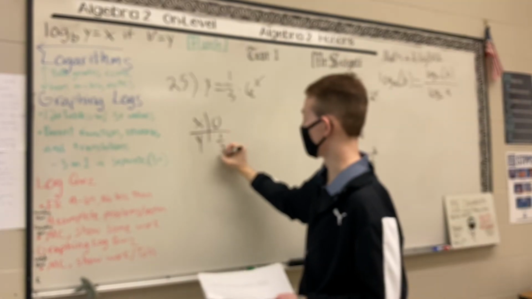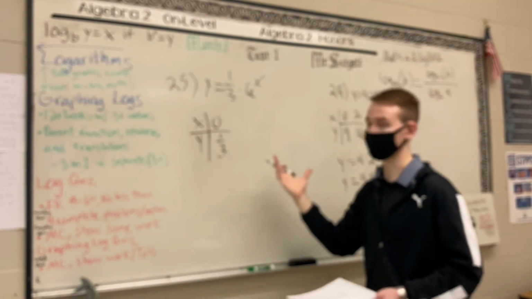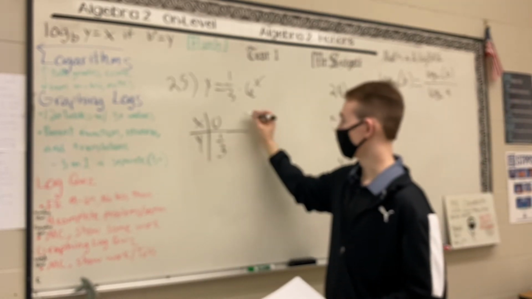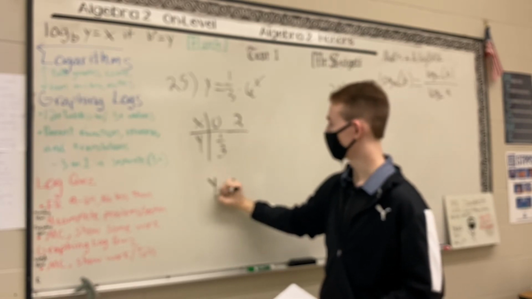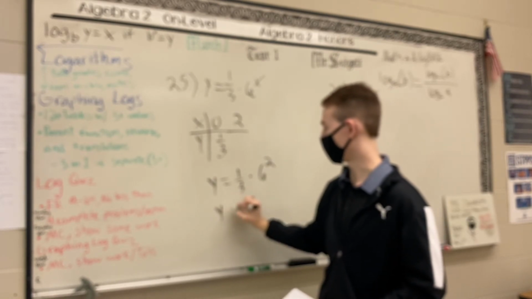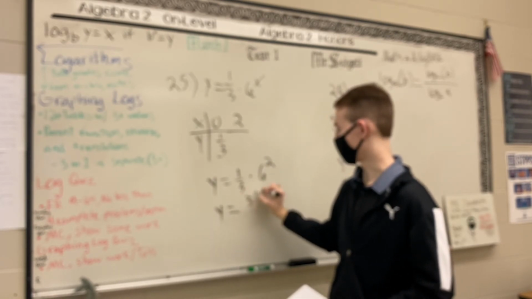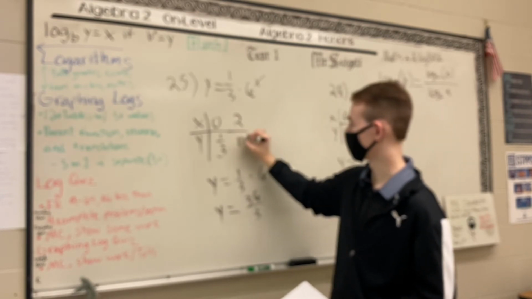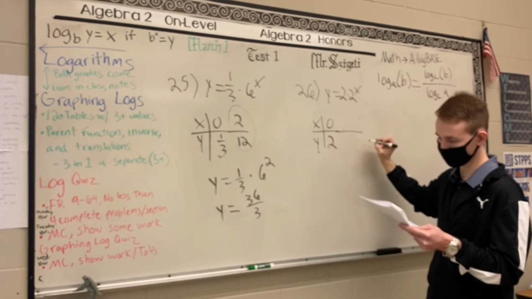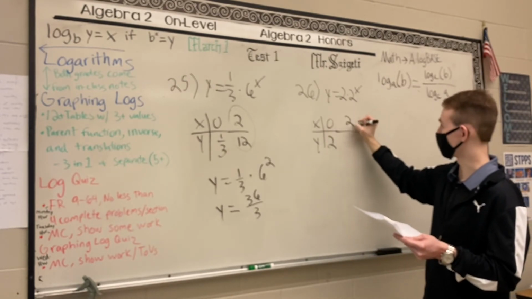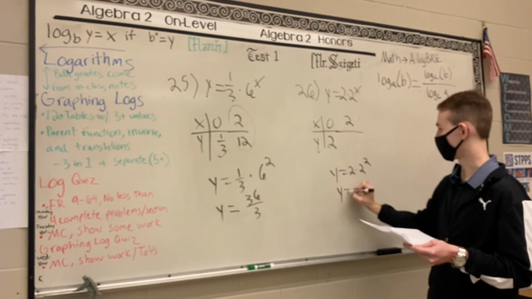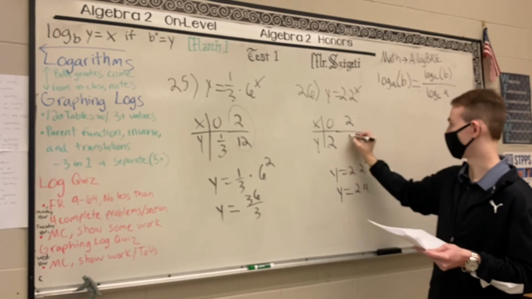Y is going to be 1/3, just because of how these graphs work with the exponents. So now if we choose another value, let's say we do x is equal to 2. So now we've got 1/3 times 6 squared, or basically we've got our 36 over 3, or 12. We've got obviously y is 2, x, I guess we're going to go ahead and pick 2 again. So we've got y is equal to 2 times 2 squared. So y is equal to 2 times 4, or 8.